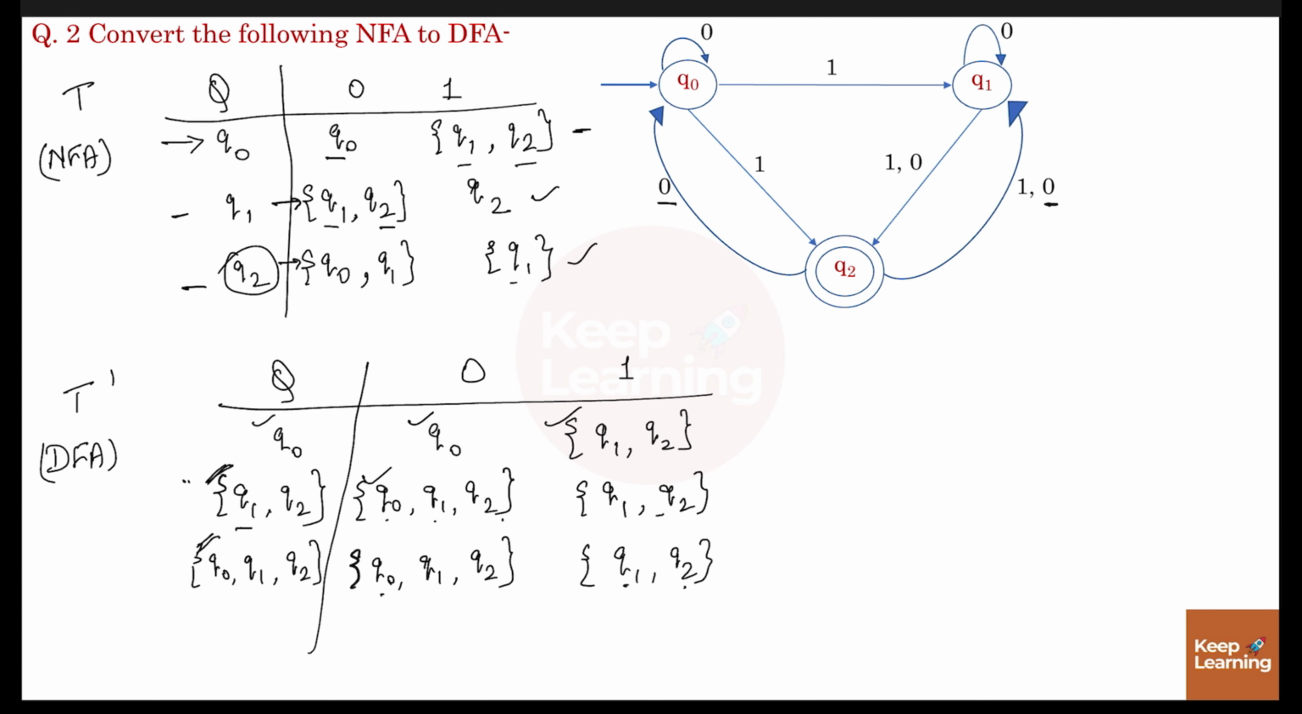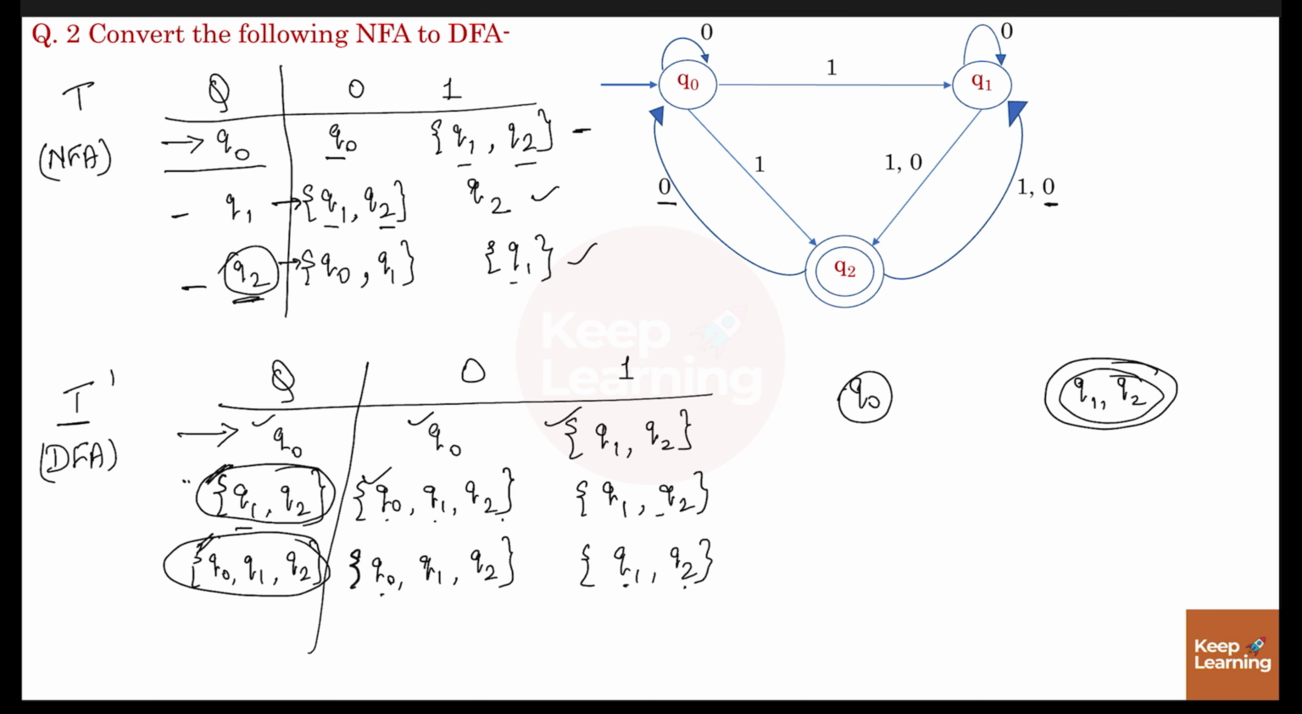Okay, so our initial state will be q0, because here also we have q0 as initial state, and our final state was q2 in NFA. So here in the table T dash, wherever q2 is present, that will be your final state. Now let's construct the DFA. q0, q1 q2, this is our final state, q0 q1 q2, this is also your final state. q0 is our initial state.